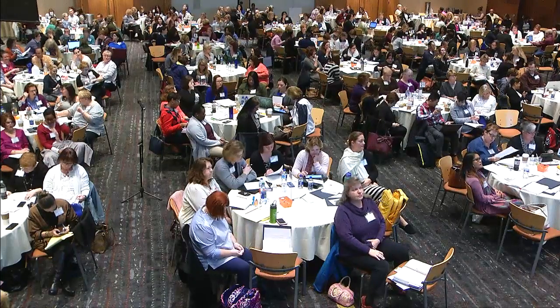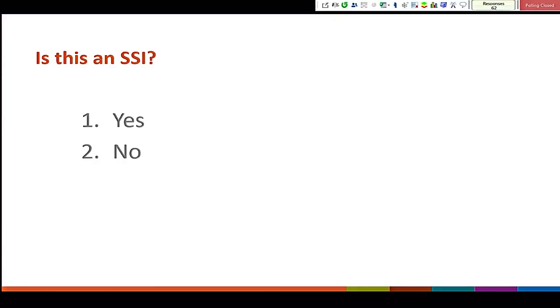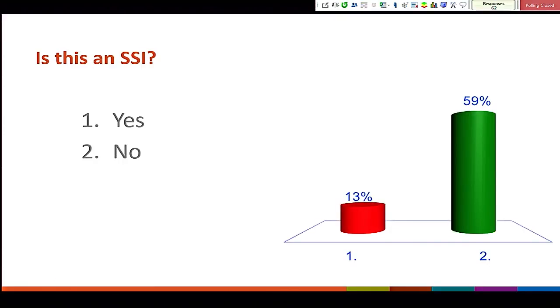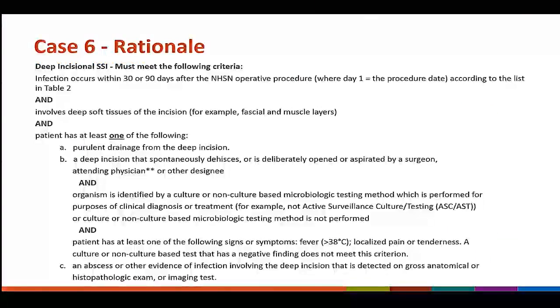And do your best. I mean, make your best guess here based on the criteria and what you think. Okay, so let's see what the answer is. Okay, so the answer is no. This is not an SSI, and let's talk about why.